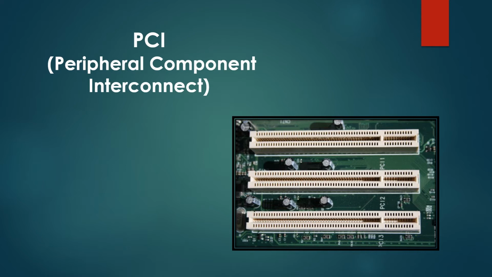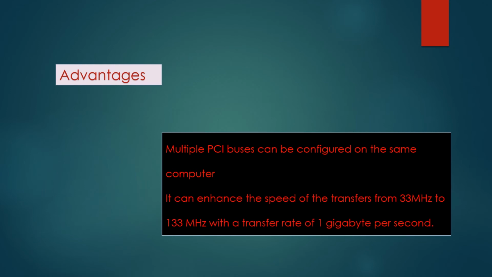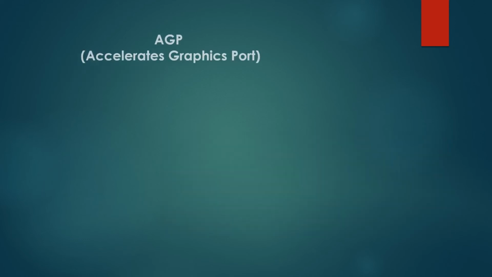It was used as a local bus system and is a part of PCI local bus standard. PCI is not dependent on processor's bus speed. Its advantages are multiple PCI buses can be configured on the same computer. It can enhance the speed of the transfers from 33 MHz to 133 MHz with a transfer rate of 1 GB per second. Last but not least, let's talk about AGP.